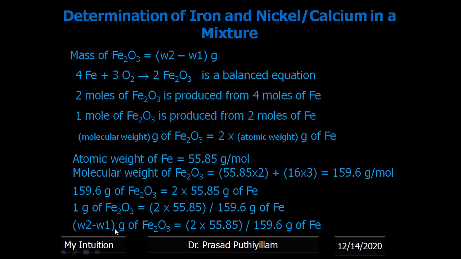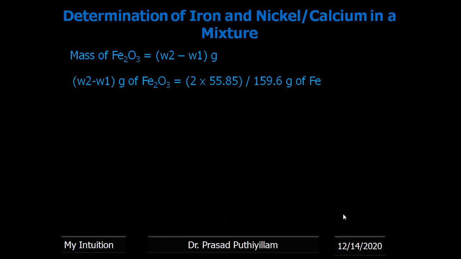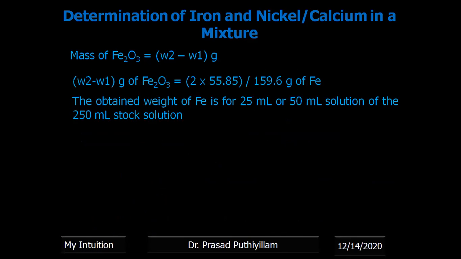That means weight of Fe2O3 into 55.5, that is the atomic mass of iron, multiplied by 2 divided by the molecular mass of iron. So here one correction is required. Here you need to multiply it by W2 minus W1.